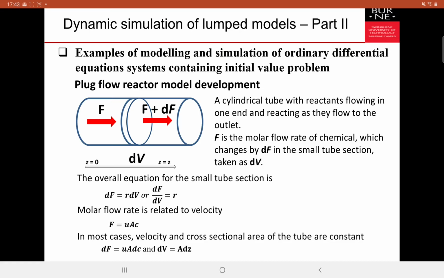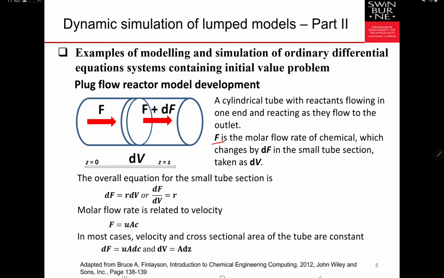Okay, let's say we have a cylindrical tube as illustrated in here, where F is the molar flow rate of the chemical, which changes by dF in the small tube section taken as dV. Then the overall equation for the small tube section can be taken as this, and then dF divided by dV will be equal to R. And then the molar flow rate can be related with the velocity.